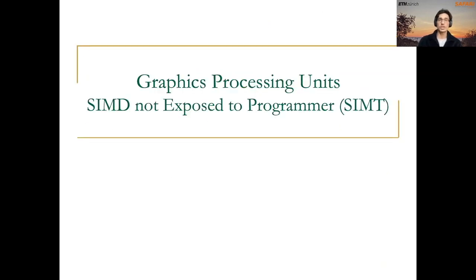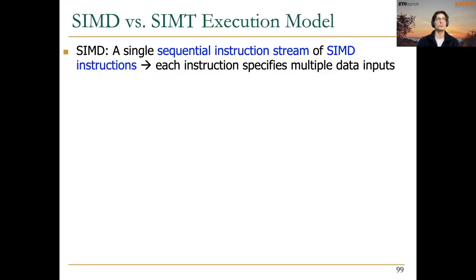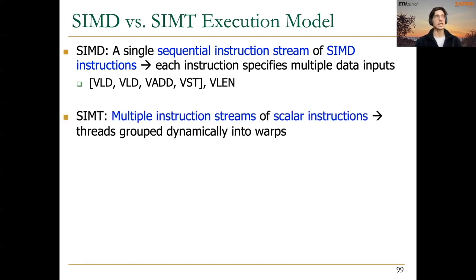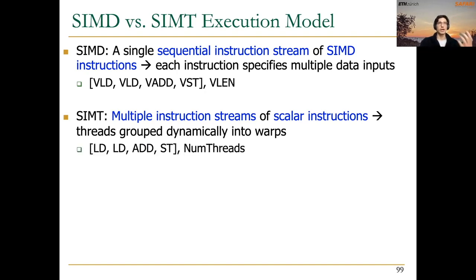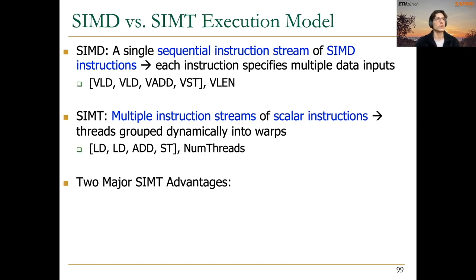So graphics processing units are SIMD machines not exposed to the programmer. We can see here what's the difference between SIMD and SIMT. SIMD is a sequential instruction stream of SIMD instructions operating on multiple data elements. SIMT is multiple instruction streams of scalar instructions, because we are writing code for threads and one thread executes scalar instructions. But then these threads are later grouped by the hardware to form the vector or SIMD instructions.